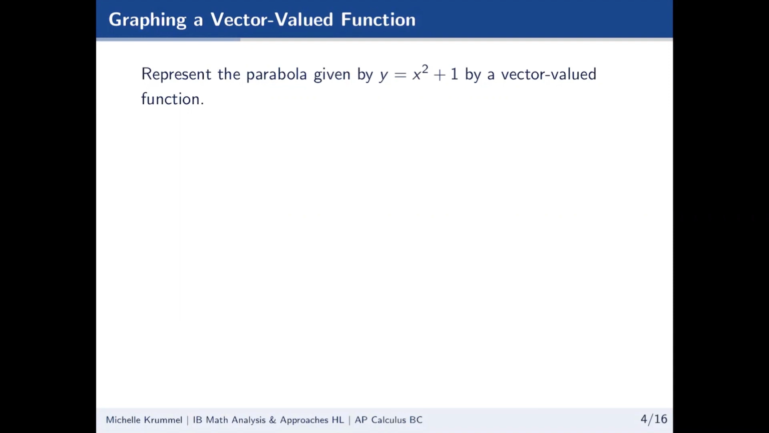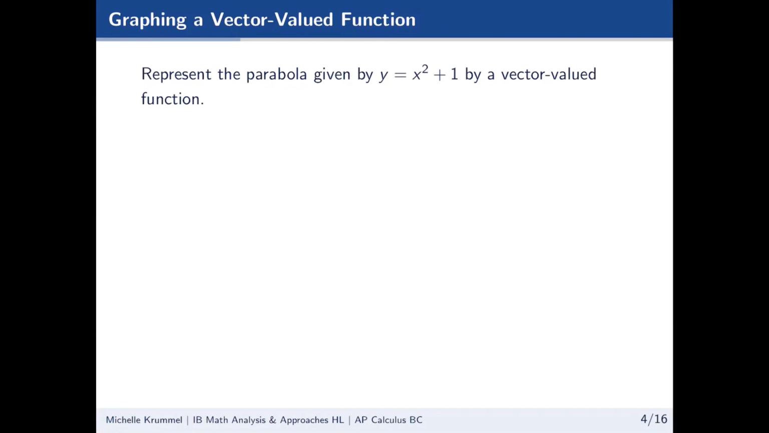Remember, our vector-valued function has two components, an x component and a y component. And each of those components is a function defined by some other variable, which we can call t. It's not necessary to call it t, but let's go ahead and call it t. So think about that for a moment and see if you can come up with a vector-valued function to represent y equals x squared plus 1. Well, if we are able to come up with a pair of parametric equations for y equals x squared plus 1, then we're almost there. After that, it's just a matter of using the right notation.